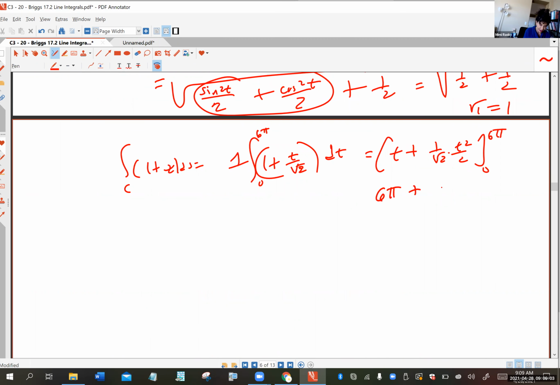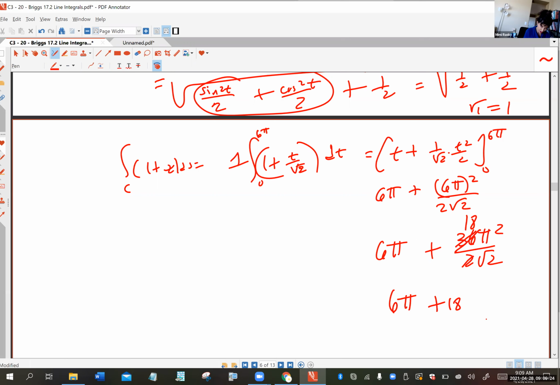Yeah, so if I do this right here, I'm going to have my 6 pi squared, and then I'll have down here 2 root 2. And so my final answer is 6 pi plus 36 pi squared over 2 square root of 2. Yeah, but 36 over 2 reduces to 18. You're right. 6 pi plus 18 pi squared over square root of 2. I stand corrected. Woohoo! Thanks. You're welcome.